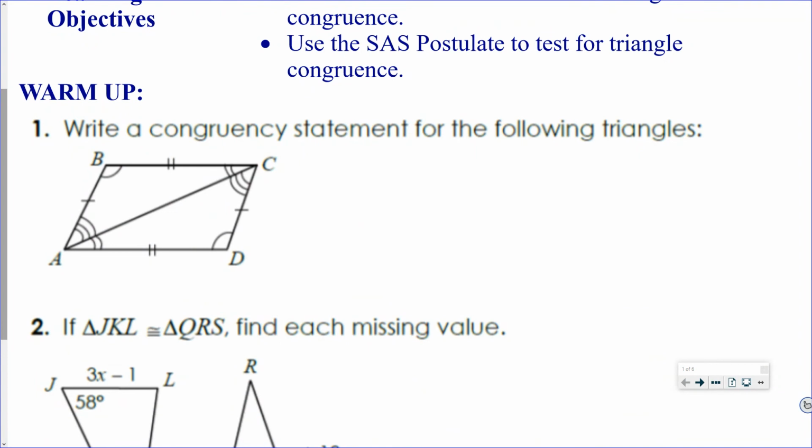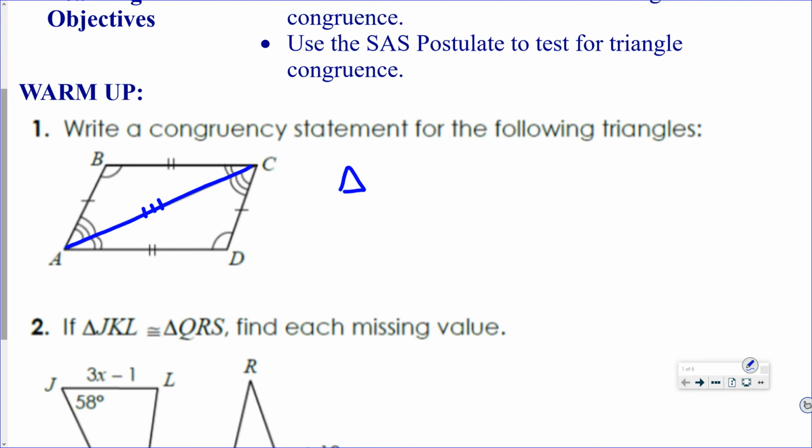Number 1, write a congruency statement for the following triangles. So we can see marked here we have some congruent sides, congruent angles. Now it doesn't mark this for us, but obviously this is a shared side, so that's also congruent. So all the corresponding parts of these two triangles are congruent, all the sides and all the angles. So we can conclude the triangles are congruent. So your congruency statement, you would just say triangle.